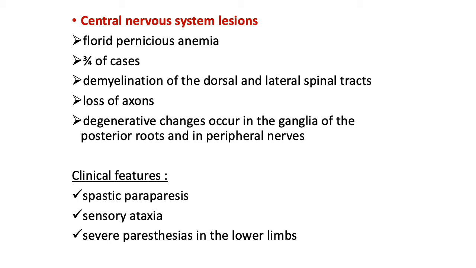Coming to central nervous system lesions, florid pernicious anemia can be seen in three-fourths of the cases, and these patients would present with demyelination of the dorsal and the lateral spinal tracts. You can see loss of axons. You can see degenerative changes occurring in the ganglia of the posterior roots and in peripheral nerves in some of the patients. Clinically, these patients may present with spastic paraparesis, sensory ataxia, and severe paresthesias of the lower limb.